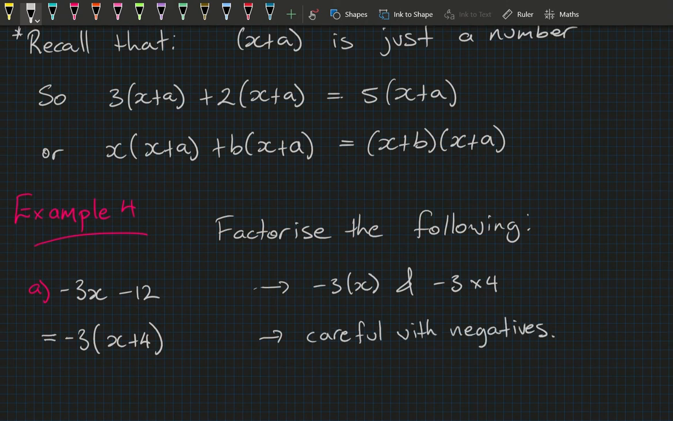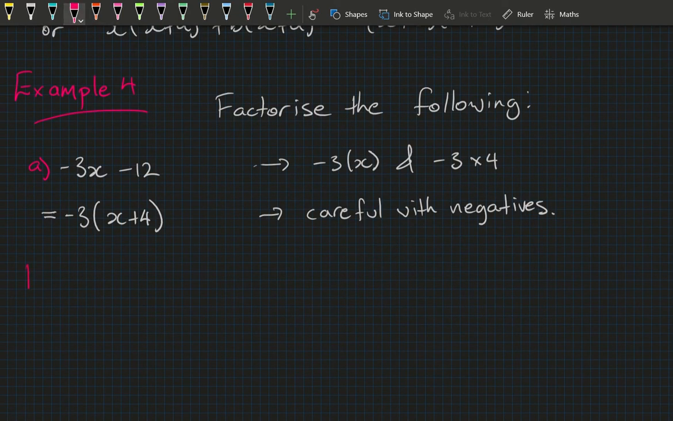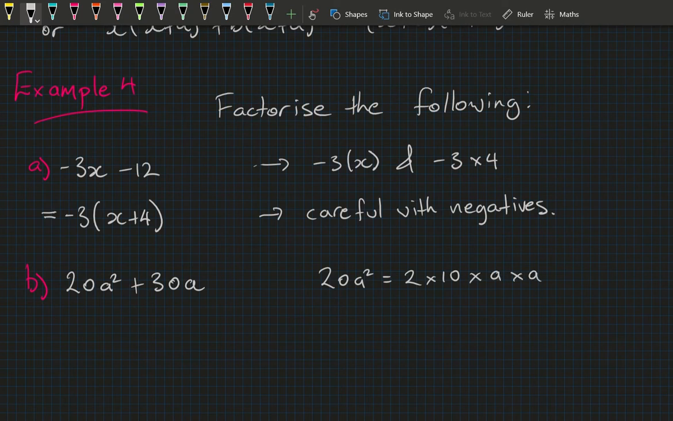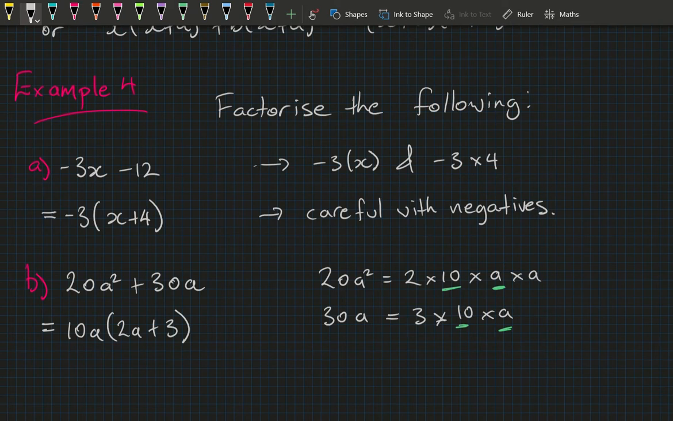All right, let's move on to part B, where the expression is 20a squared plus 30a. Now, because 20a squared is equal to 2 times 10 times a times a, and 30a is equal to 3 times 10 times a, I can see that 10 and a are factors of both of those. So therefore, I'm going to factorize this expression as 10a times (2a plus 3). And that's because after I've taken the 10a out of 20a squared, I've got 2a left. And after I've taken the 10a out of 30a, I've got 3 left.